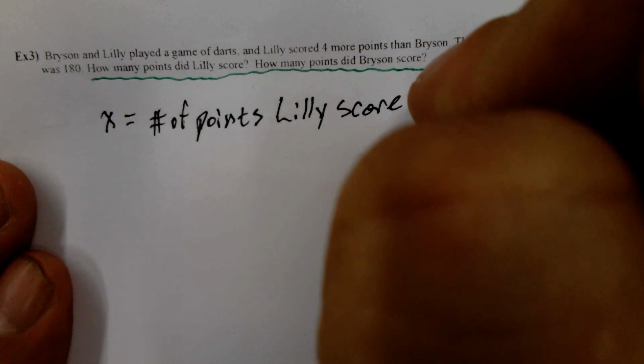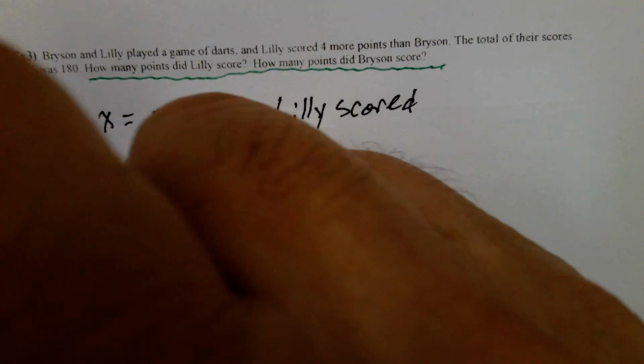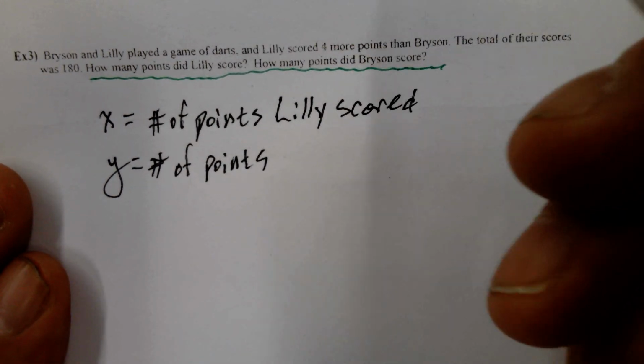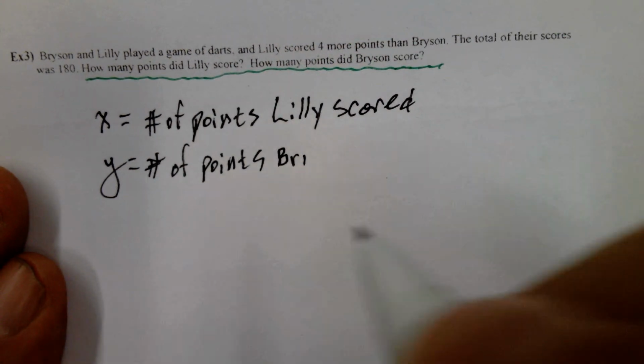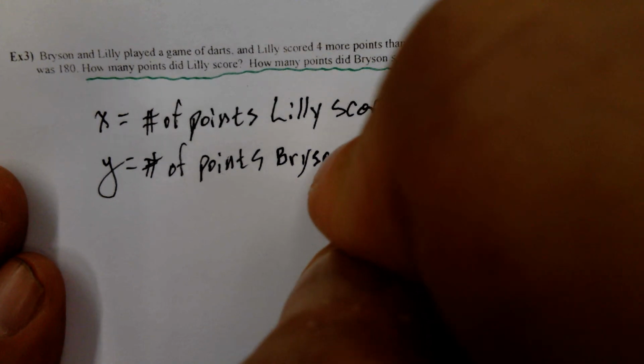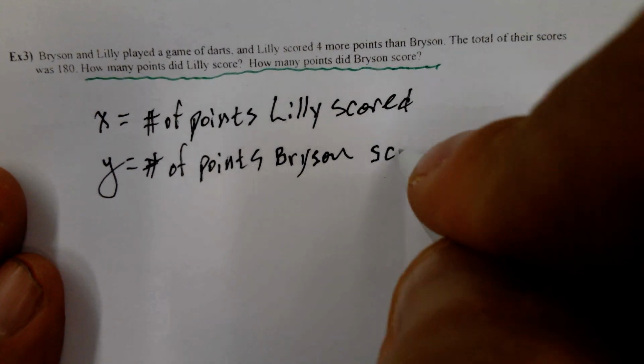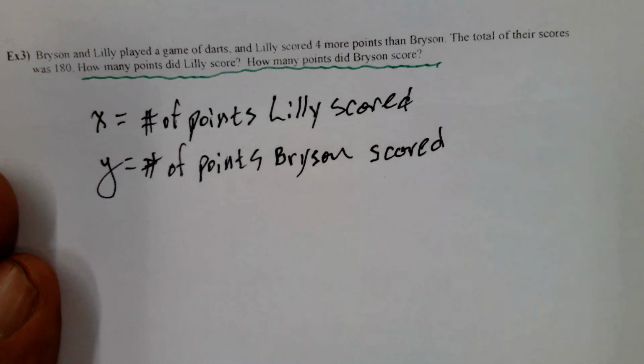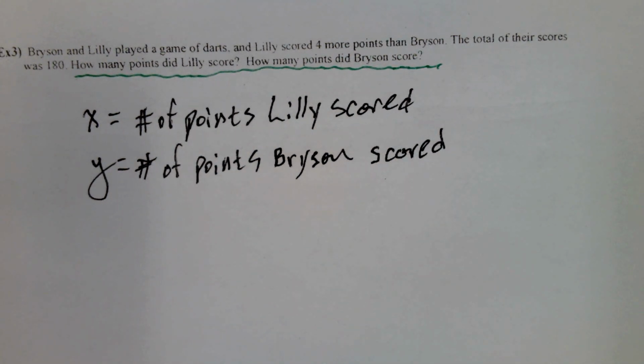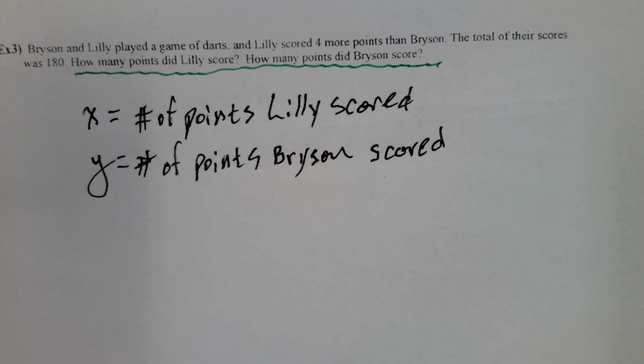That's exactly right. And Y is number of points. Bryson, B-R-Y. So wouldn't X be 4? Perhaps. We'll find out Monday. Today we just want to set up some equations. First part is defining what the variables represent. We got that.